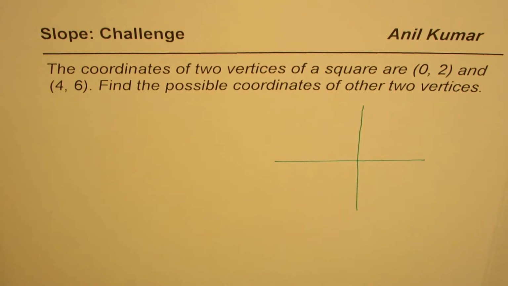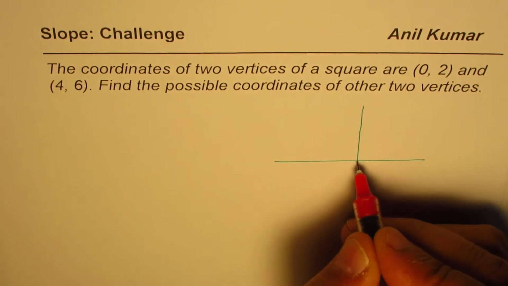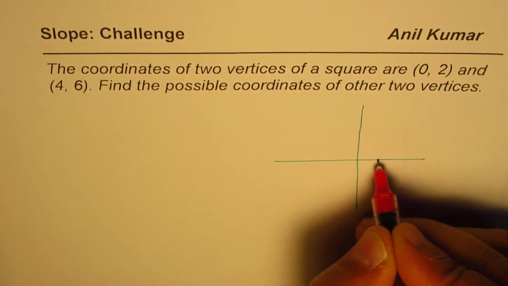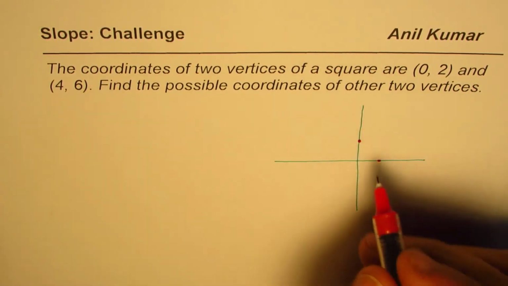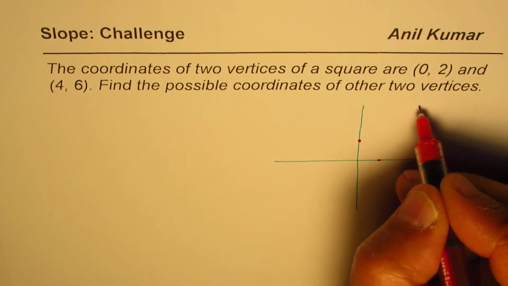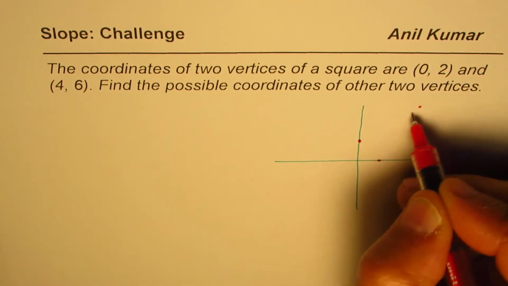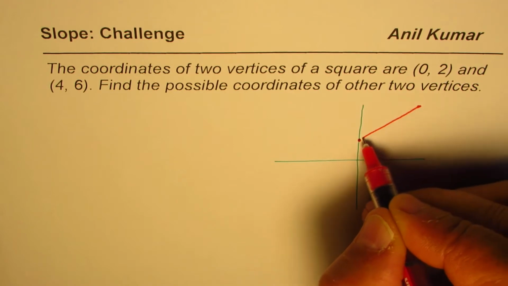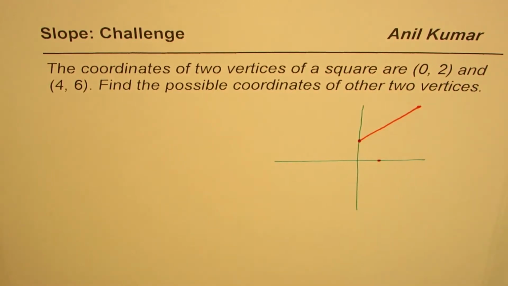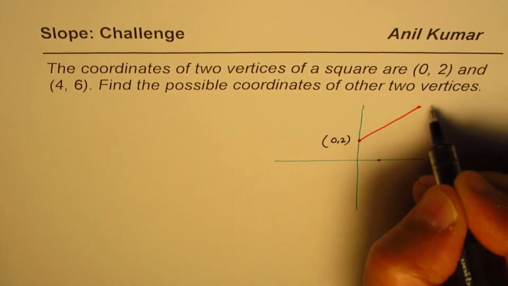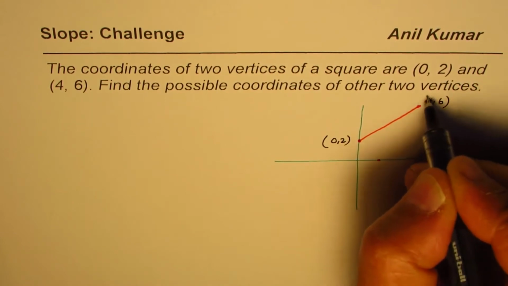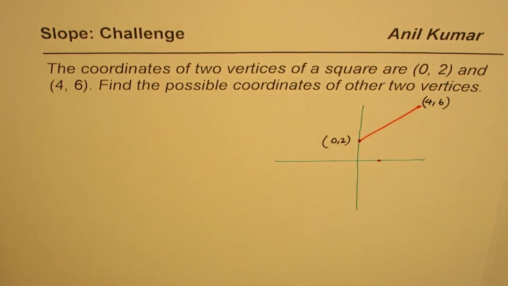So what we have here is two vertices. One is 0, 2, let's just say, somewhere here, and 4, 6, let us say somewhere there, right? So we have these two vertices. If I join them, that forms one side of a square. We need to find the other vertices of the square.